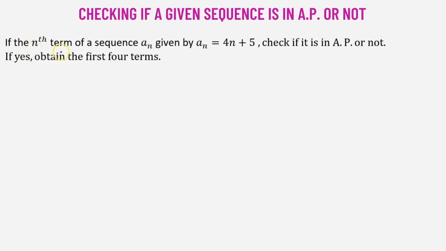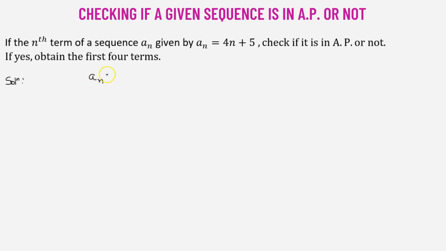If the nth term of a sequence is given by 4n plus 5, then we need to check whether this particular sequence is an arithmetic progression or not. If it is an arithmetic progression, then we'll have to obtain the first 4 terms. So let's begin. Here we'll start with the given sequence.